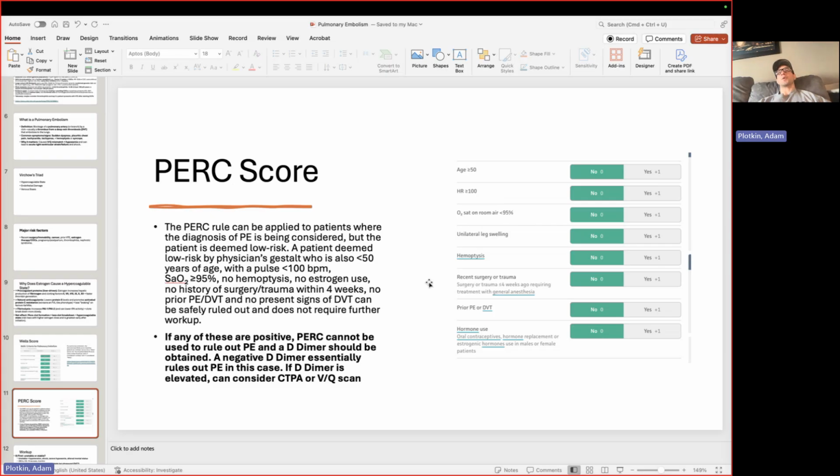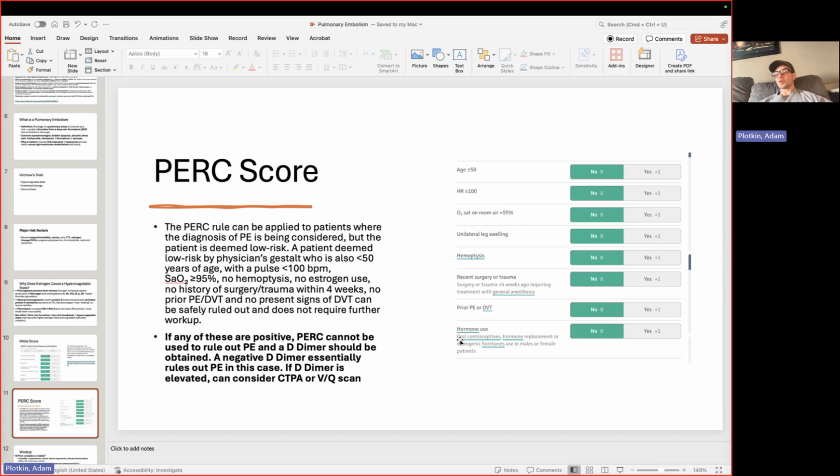So their Wells score is 3. I go and do their PERC score, and their PERC score ends up being 0, right? They're not over 50, their heart rate's not over 100, their O2 sat is above 95, they don't have any leg swelling, there's no hemoptysis, no recent surgery or trauma, no prior PE or DVT, and they're not on any hormones, right? So if that PERC score is 0, I'm now pretty consistent with, okay, this is probably not a PE, I should start looking elsewhere, right?